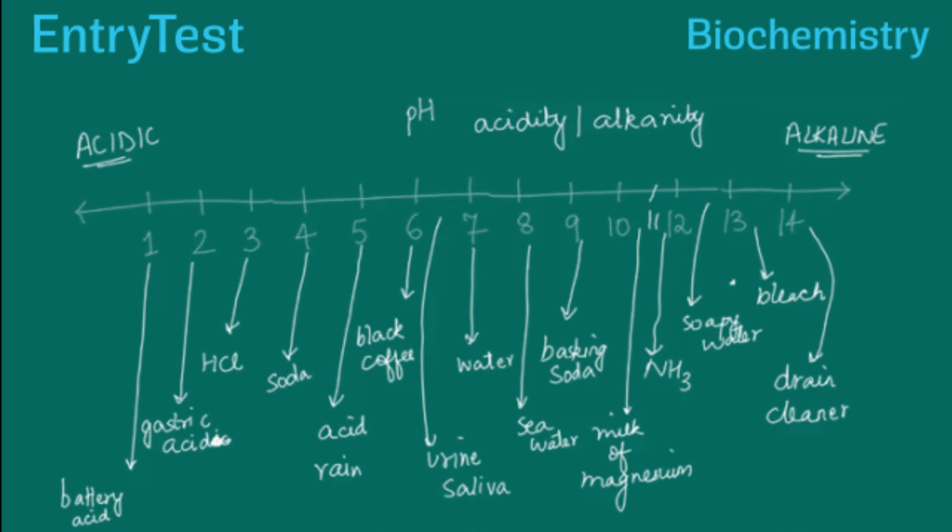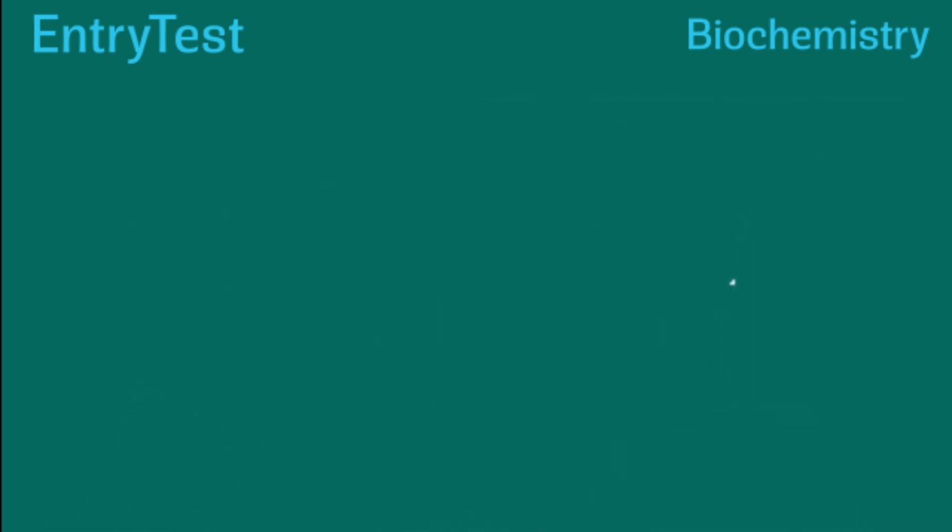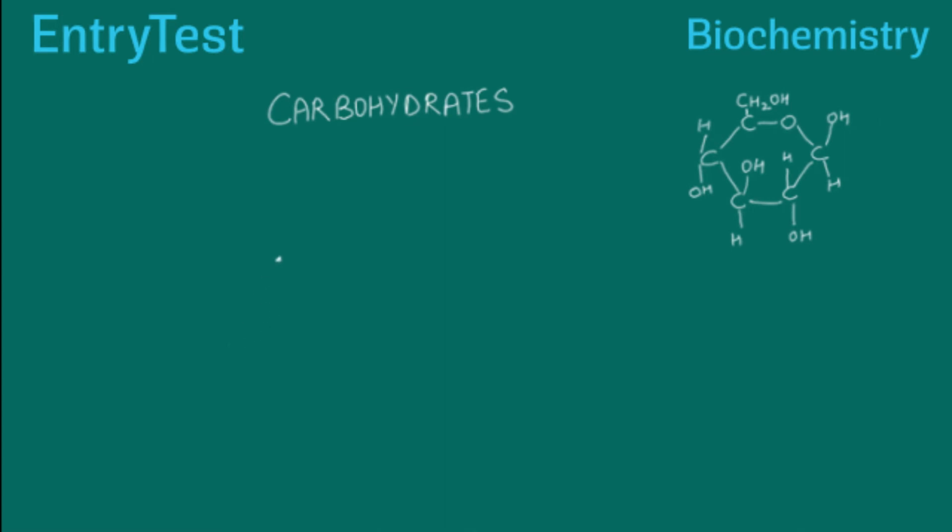The next important thing that we need to cover in this video is the organic compounds, and we're going to cover carbohydrates next. So carbohydrates are organic compounds that are responsible for short-term energy storage. So not in terms of days or weeks or months, but in terms of hours and minutes. So they provide short-term energy.